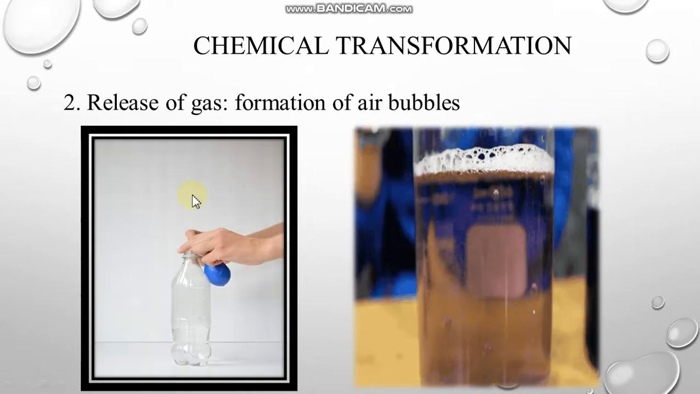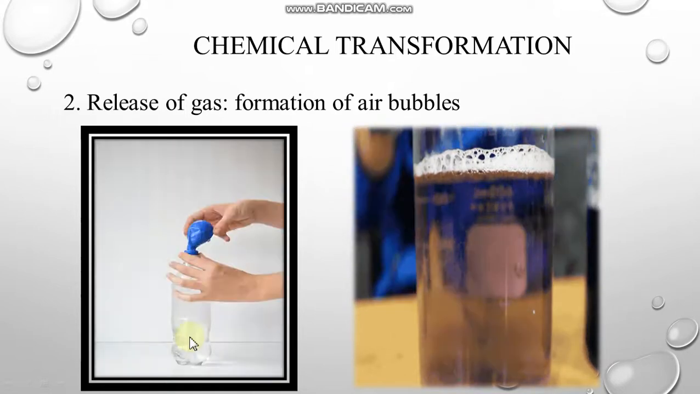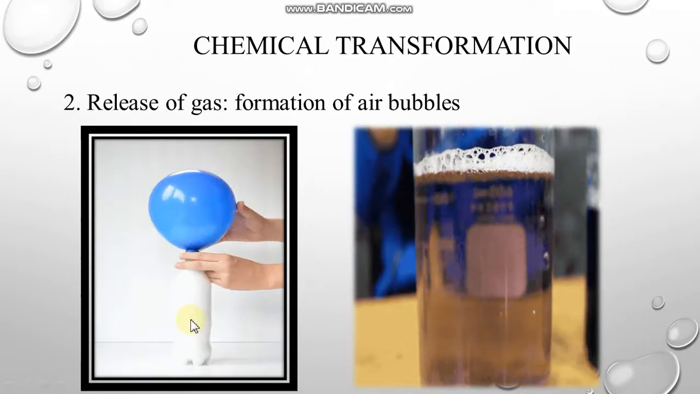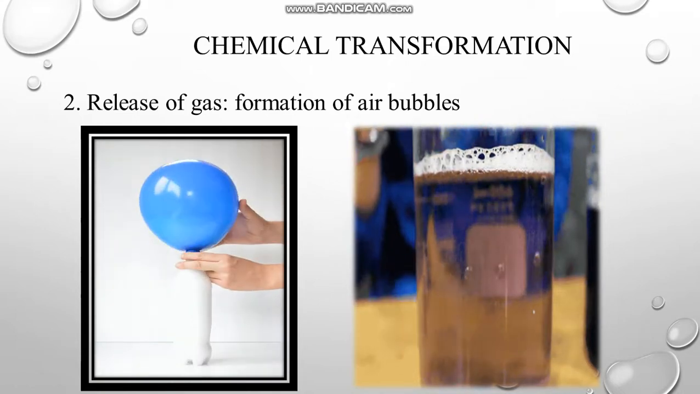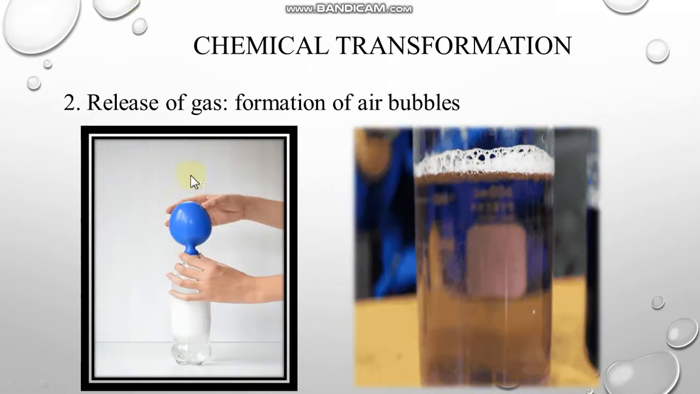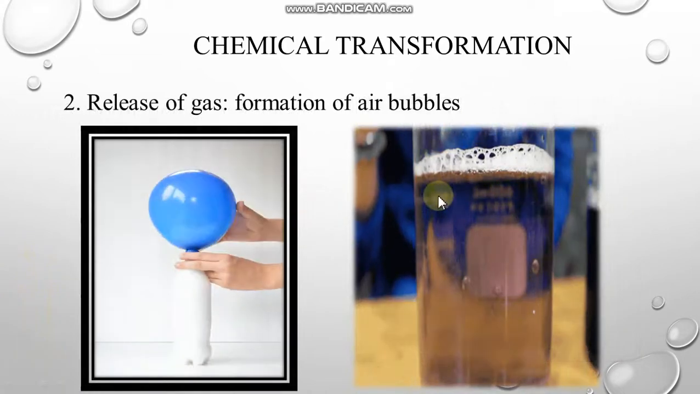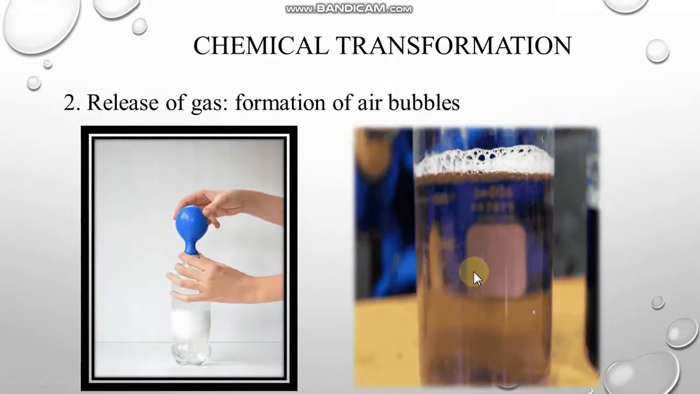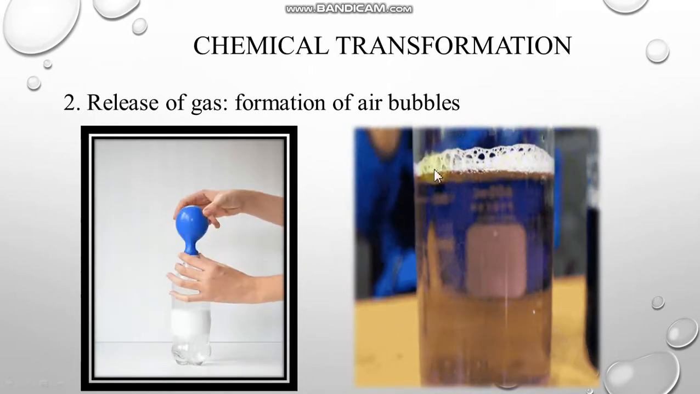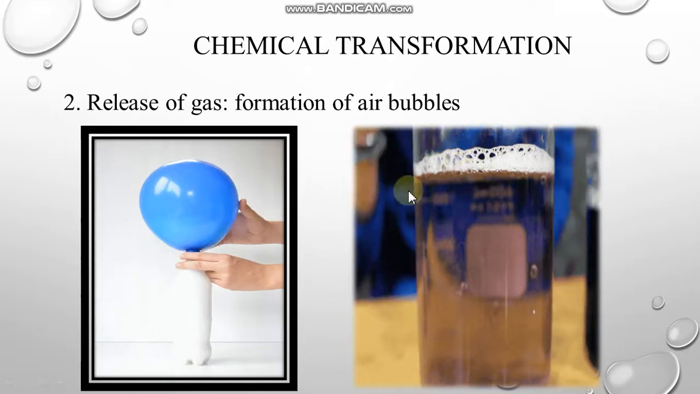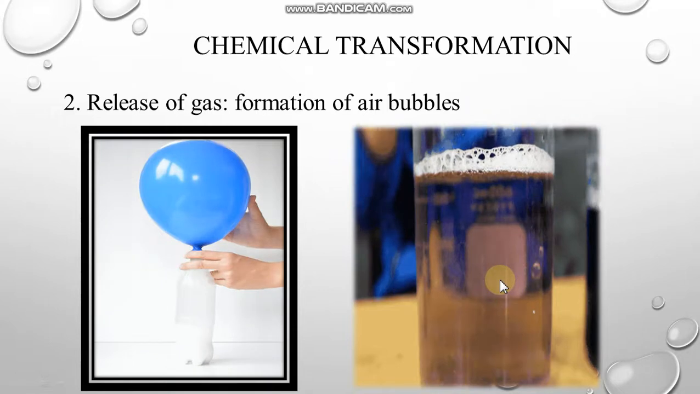From where did this gas come from? This gas comes from the reaction of the vinegar with baking soda. So the second sign of chemical reaction is the release of gas. مثل لما نفخنا البالون ما بينتفخ إلا بغاز. أو example تاني, we are going to see gas bubbles. Look at here, bubbles gather on top in the form of foam, effervescence. So gas bubbles also indicate the presence of a chemical reaction.